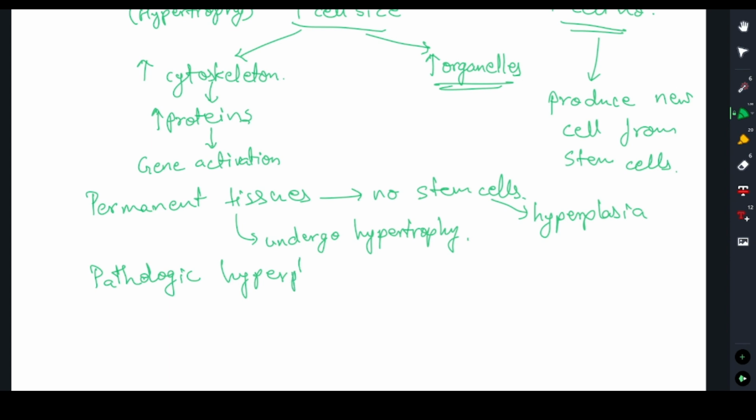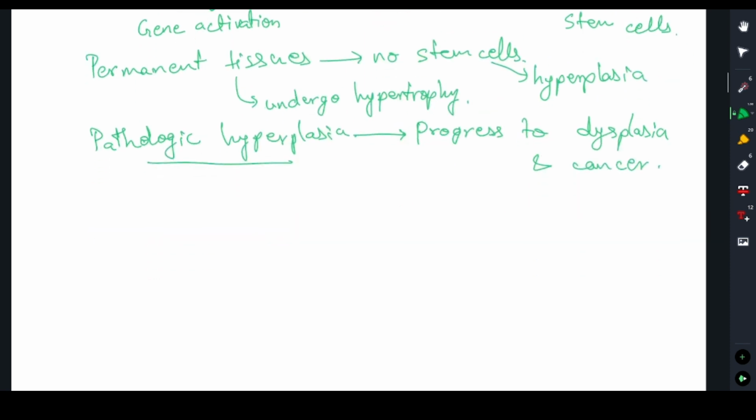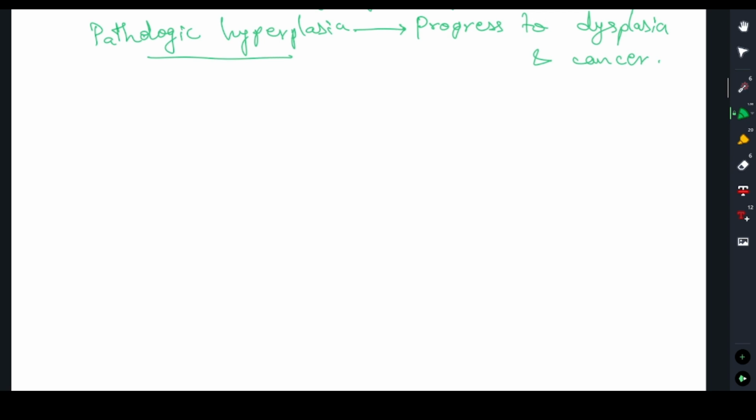So, pathologic hyperplasia is when you have an increase in stress due to some pathological condition, which is being counteracted by hyperplasia, and this can lead or progress to dysplasia and cancer, right? Now, a general note coming down here is that in any of the growth adaptations where you see that cell division is occurring, right?